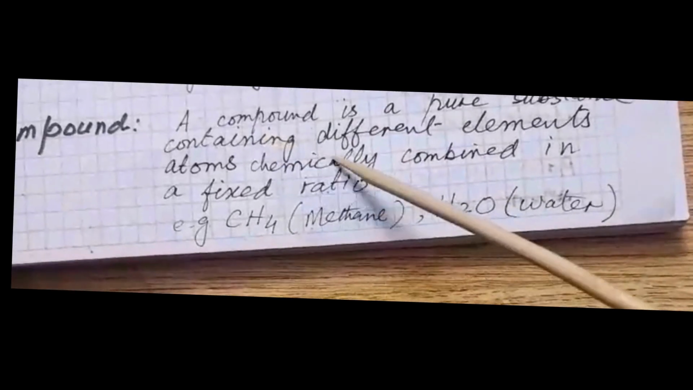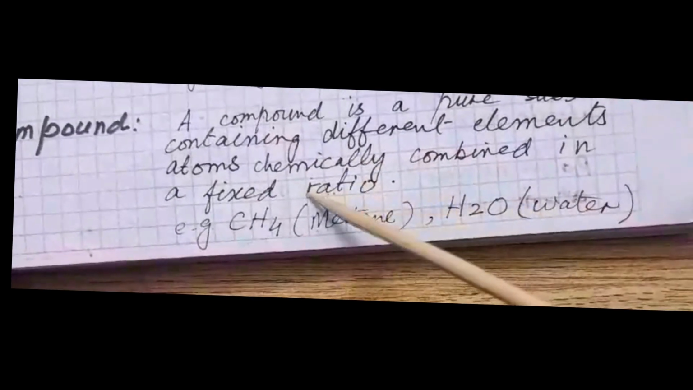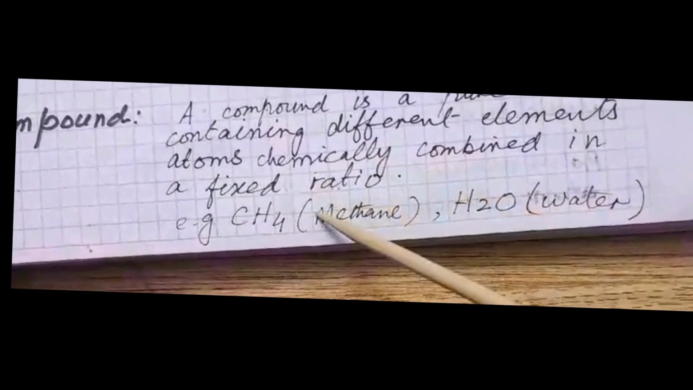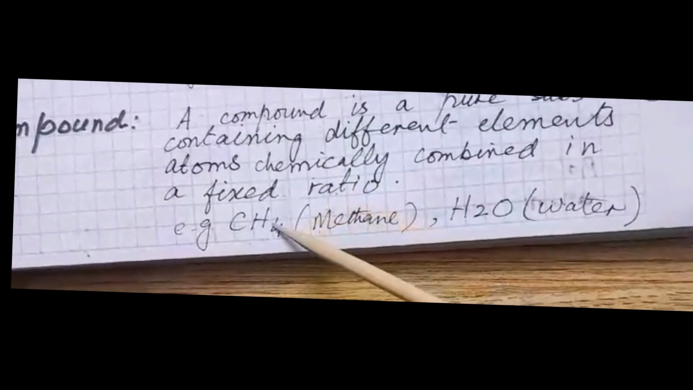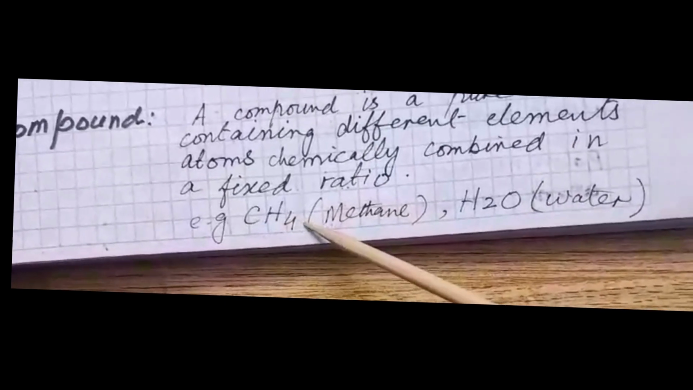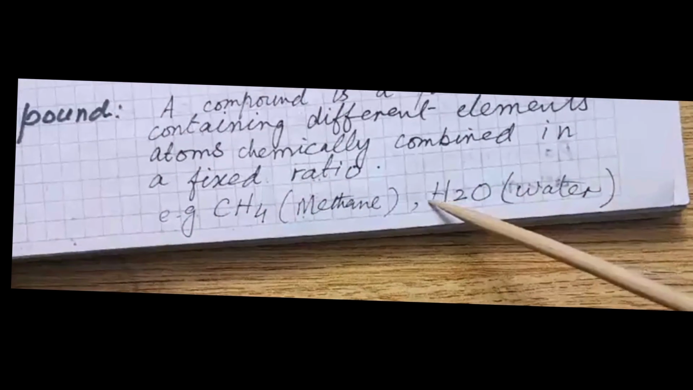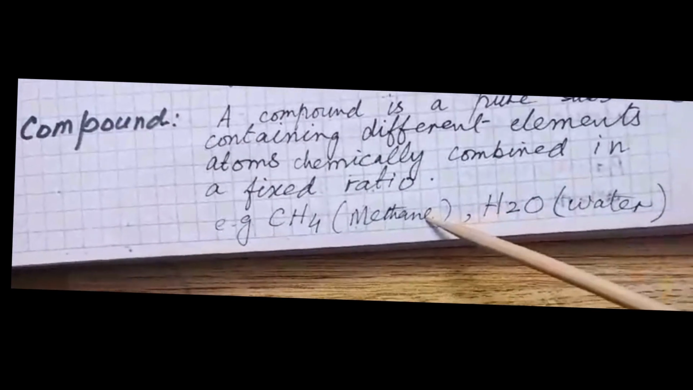A compound is a pure substance containing atoms of different elements chemically combined in a fixed ratio. Examples of compounds are methane, which is a gas, natural gas, water, H2O, and there are a number of other compounds.